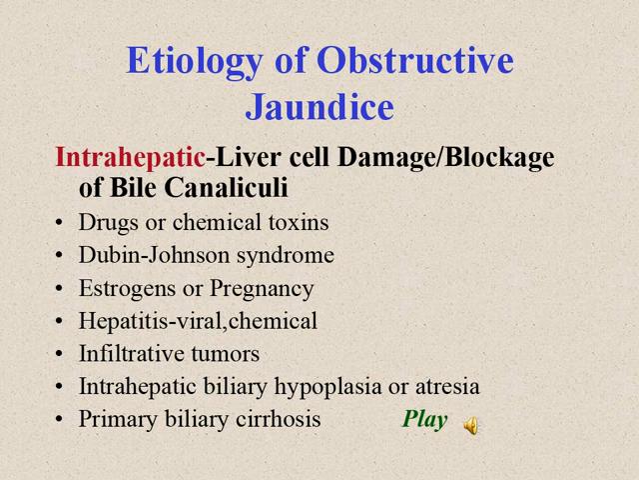Then Dubin-Johnson syndrome, a rare autosomal disorder that causes an isolated increase of conjugated bilirubin in the serum. Classically, the condition causes a black liver due to deposition of a pigment similar to melanin. Then atresia, that is absence or abnormal narrowing of an opening or passage in the body.